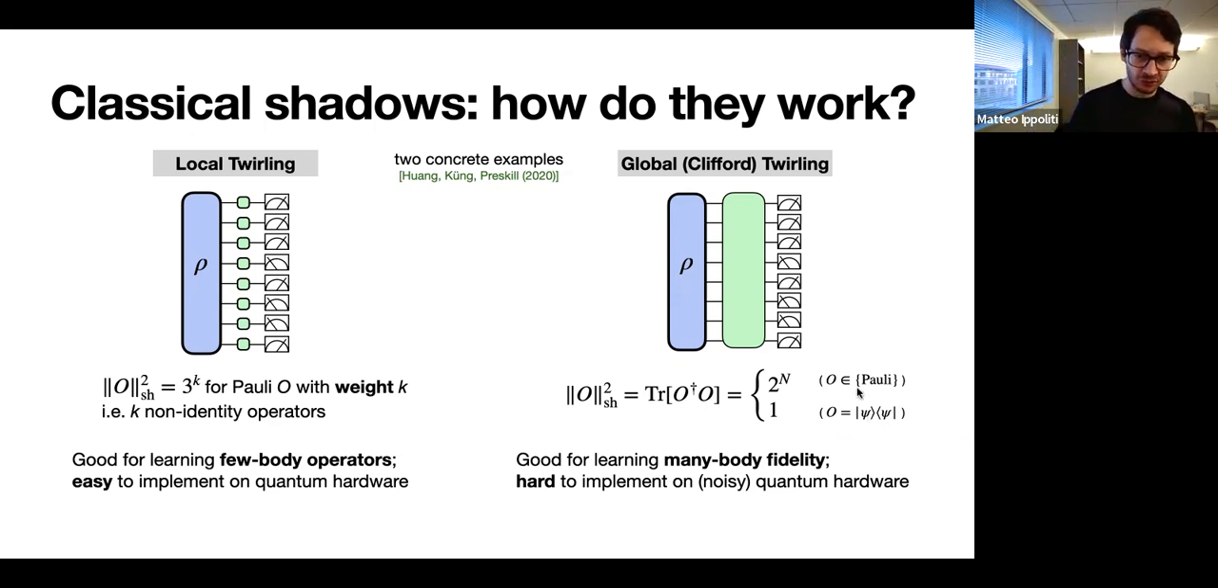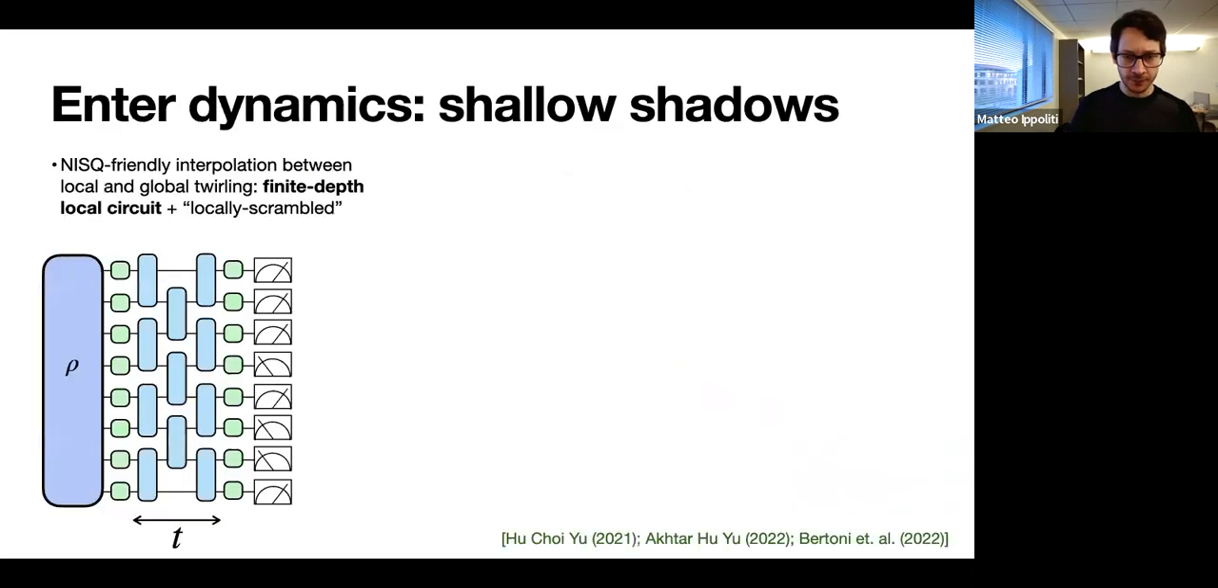So there is an interest in trying to bridge these two extremes and find intermediate protocols that have some of the benefits of both. And this was proposed just in the last few months by Yizhuang Yu's group at San Diego and Jens Eisert's group. And the idea is to employ random circuits of finite depth to do this randomization. So this is, of course, motivated by, again, kind of NISQ considerations in the sense that shallow circuits are going to be less prone to noise as opposed to deep circuits. There is also a consideration of classical complexity of handling these objects.